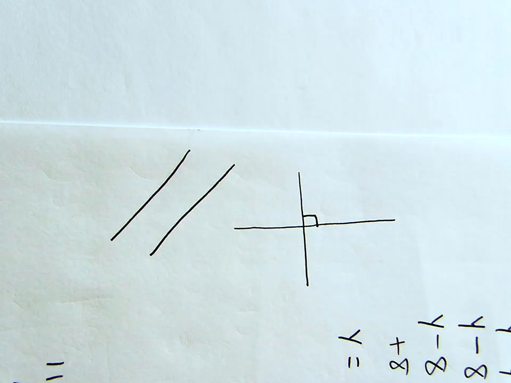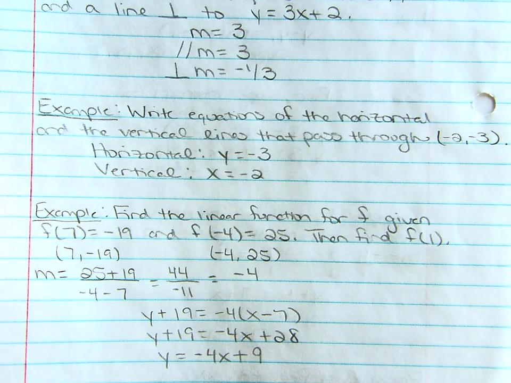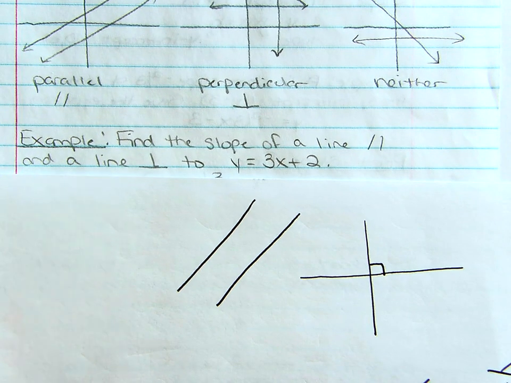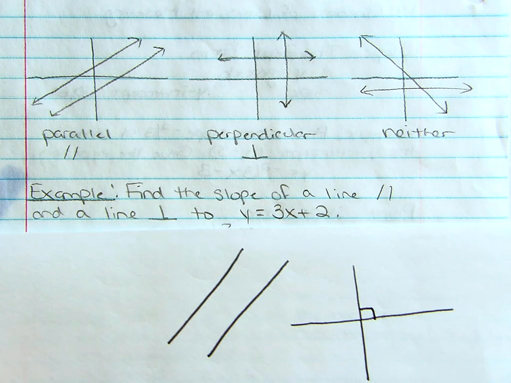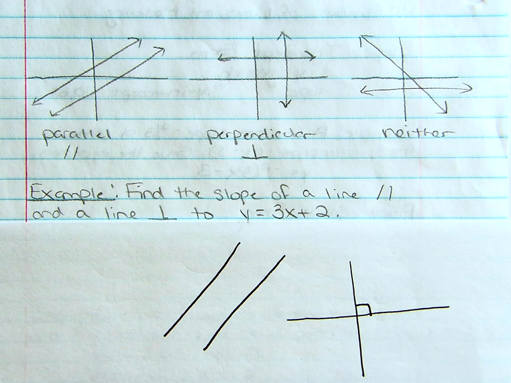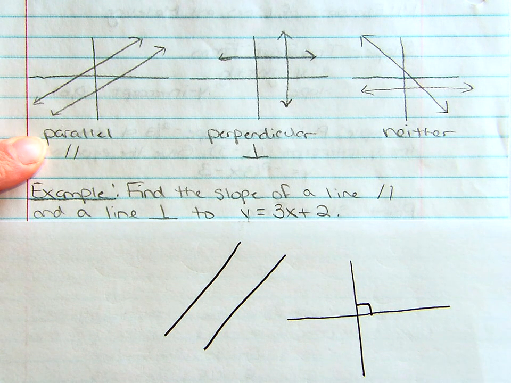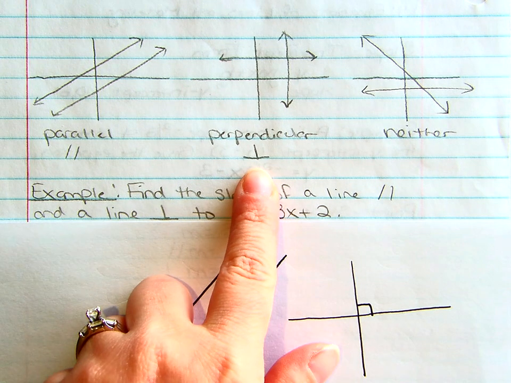And here's some pictures. Because in your homework and in your quizzes, you're going to be asked to identify whether a set of lines is parallel, perpendicular, or neither. So like I mentioned on parallel, they run side by side. The symbol for parallel is underneath the word parallel. Perpendicular, they make those nice, crisp 90-degree right angles. And the symbol for perpendicular is right below that. It looks like an upside down capital T.